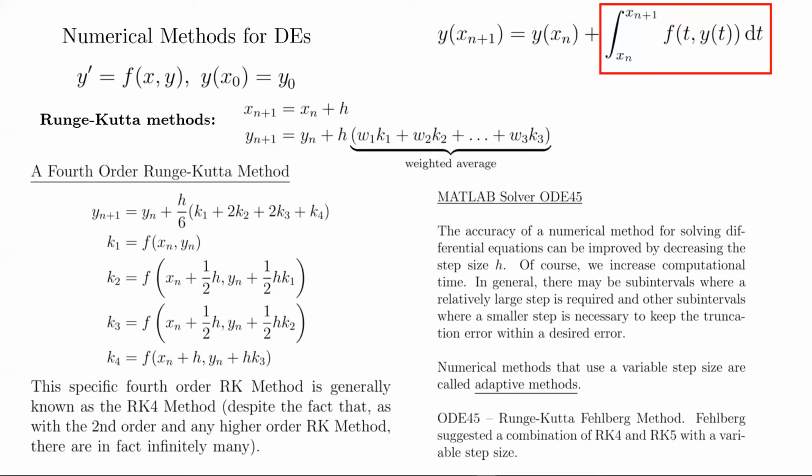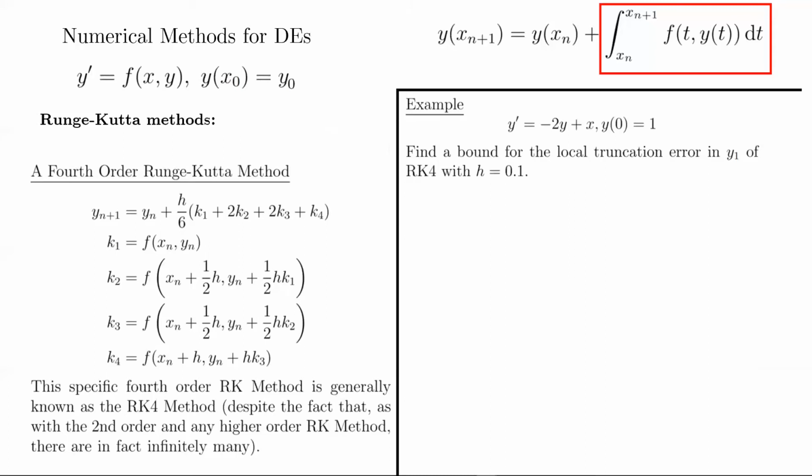Okay, so let's look at an example here. y prime is equal to negative 2y plus x, with the initial condition that when x equals 0, y equals 1. We're asked to find a bound for the local truncation error in y1, so the first step in our numerical method. The numerical method we're using is RK4 with step size h equals 0.1.